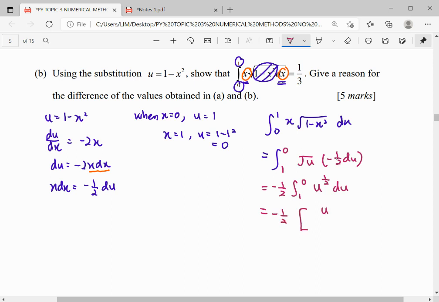Power plus 1, so it will become 3 over 2. Then divide by the new power, 3 over 2. Okay? Because you said divide by 3 over 2, so it has the same meaning as times 2 over 3. So normally I will put 3, and then the 2 automatically goes up to the numerator part. Then when we have a limit, our next step is to substitute the limit.